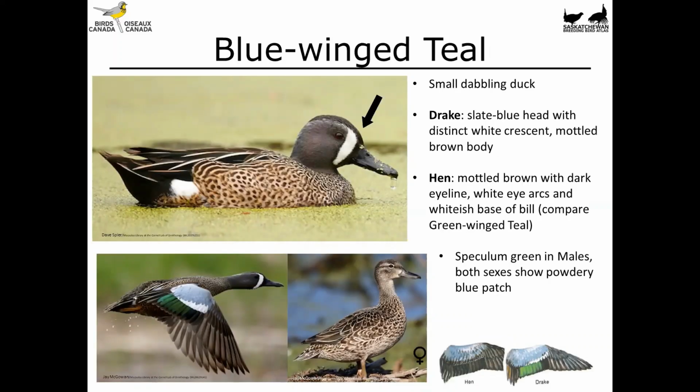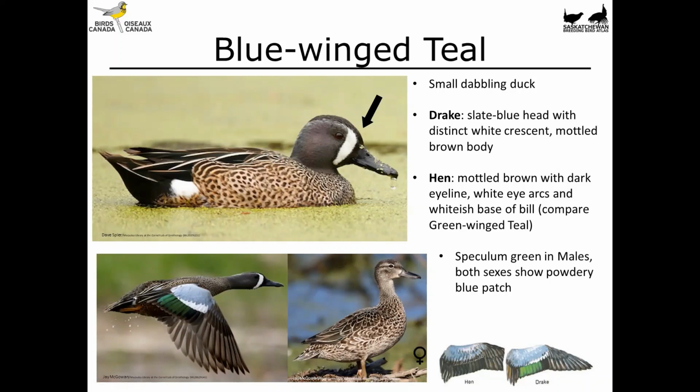The next bird is the blue-winged teal. This is a small dabbler. This bird is quite vocal when it's grouped. They give these high-pitched cheat calls. They're really fast flyers. All the teal are very fast flyers. The drake has a slate blue head with this distinct white crescent on its face and this mottled brown body. This white hip patch is also something that is unique to blue-winged teal.